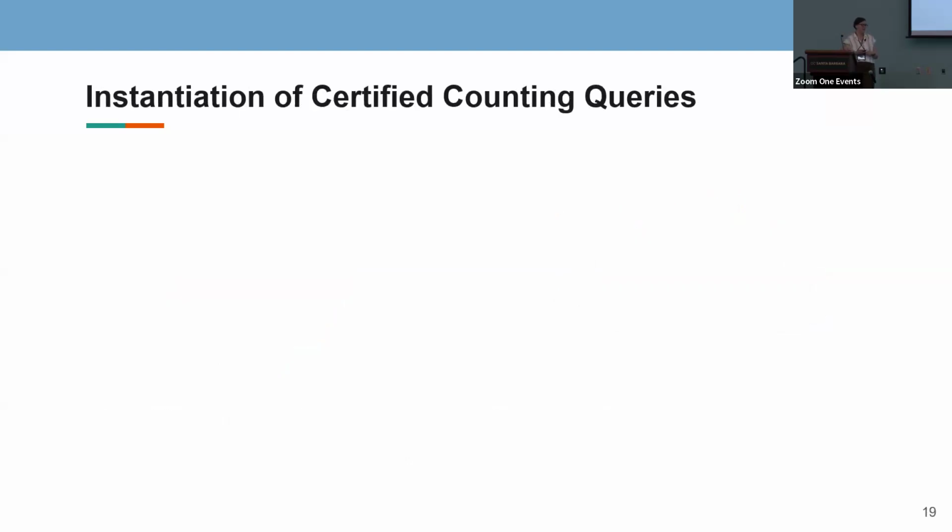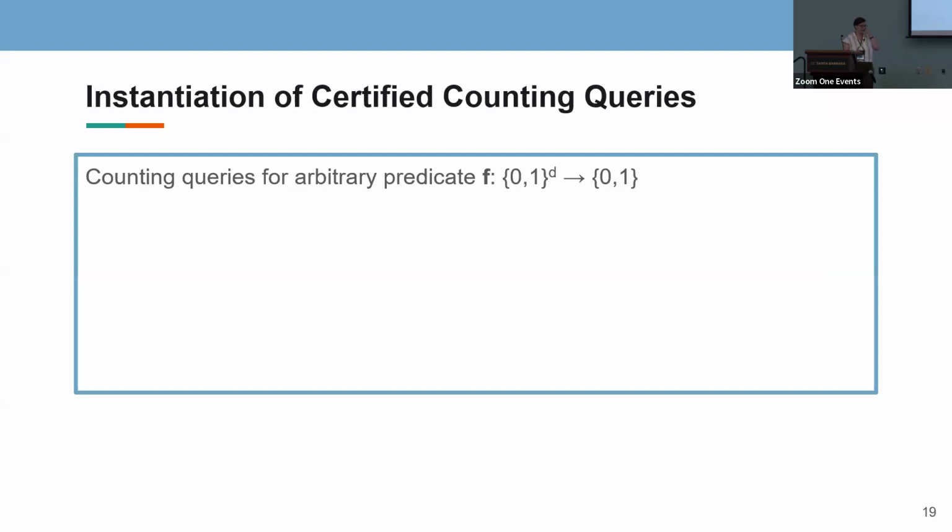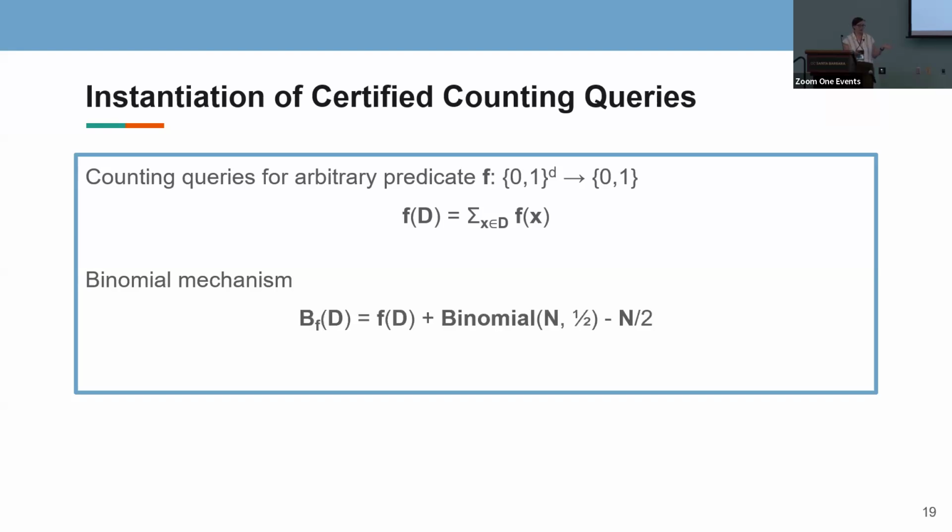I'll quickly go through an example of this instantiated for a certain class of queries called counting queries. Here we have some arbitrary predicate, which could express something like the income of the individual is above a certain threshold. And we're just going to sum up this count over everyone in the database. It turns out that in a lot of DP contexts, these are a very useful and important class of queries. We can release this sort of query using a simple binomial mechanism, which is an additive noise mechanism with a mean adjusted binomial added.